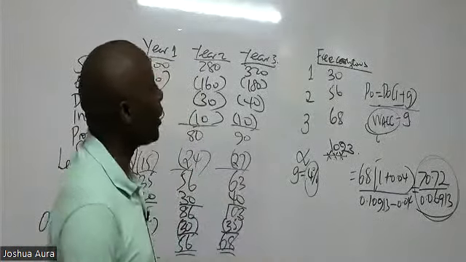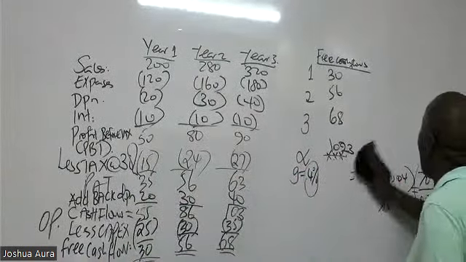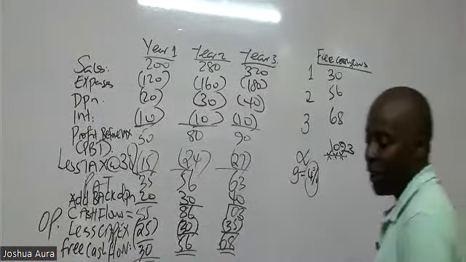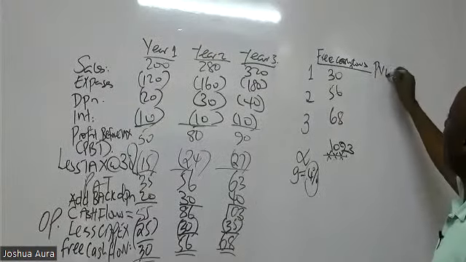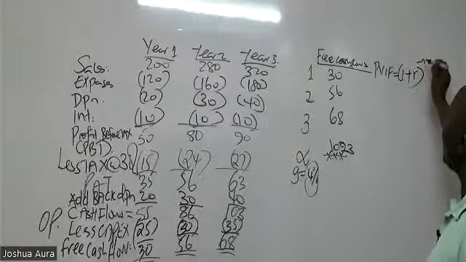And now what we shall do, the last step, is that you will come and create a column up here for PVIF. Present value interest factor, which is 1 plus R raised to negative N.